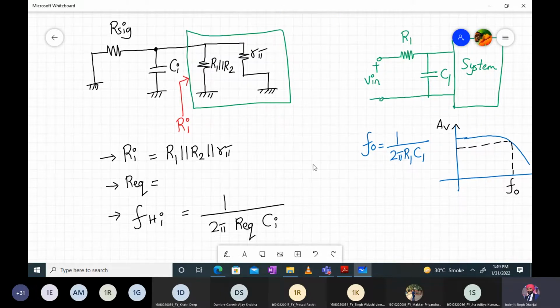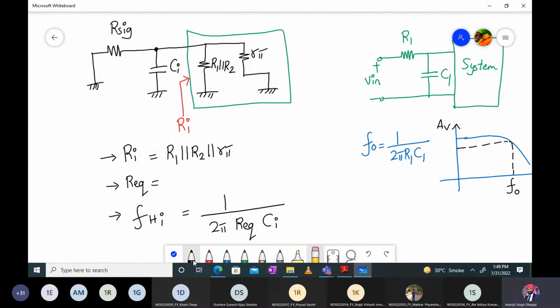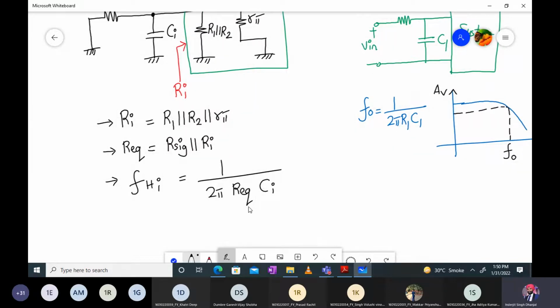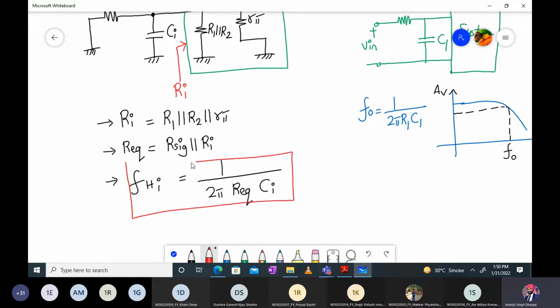What is R equivalent? R equivalent will be R6 parallel to Ri. Remember, over here it's not connected in series, it's connected in parallel. Your R6 is parallel to Ri, right? That's a mistake which students make often. So R equivalent in a high frequency equivalent circuit is R6 parallel to Ri. Now this is the formula for FHI, okay? And that's how you determine your higher cutoff frequency for the input side.